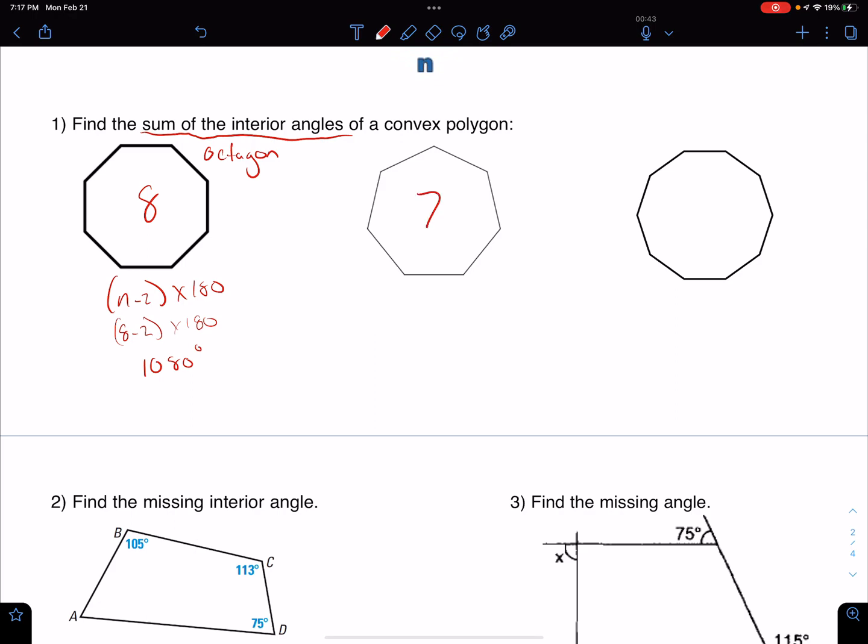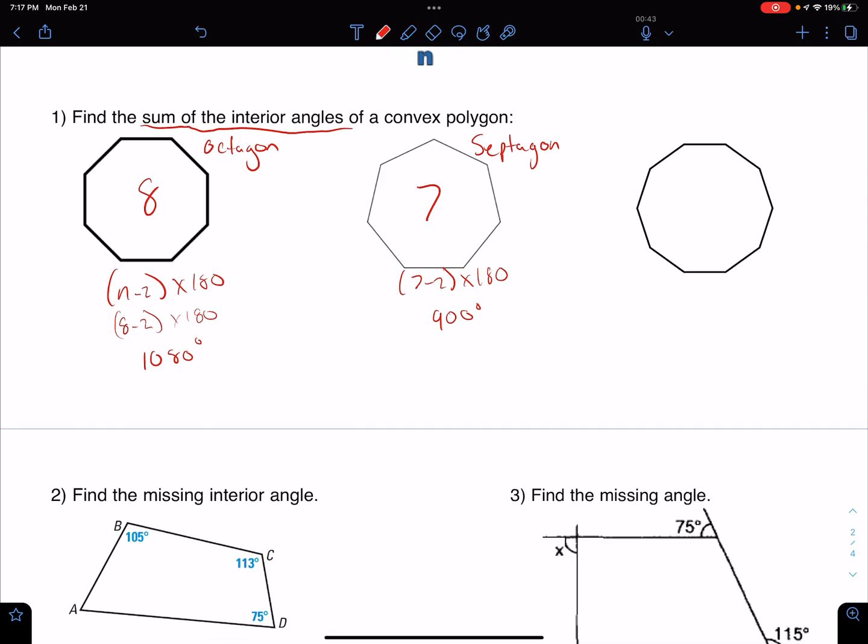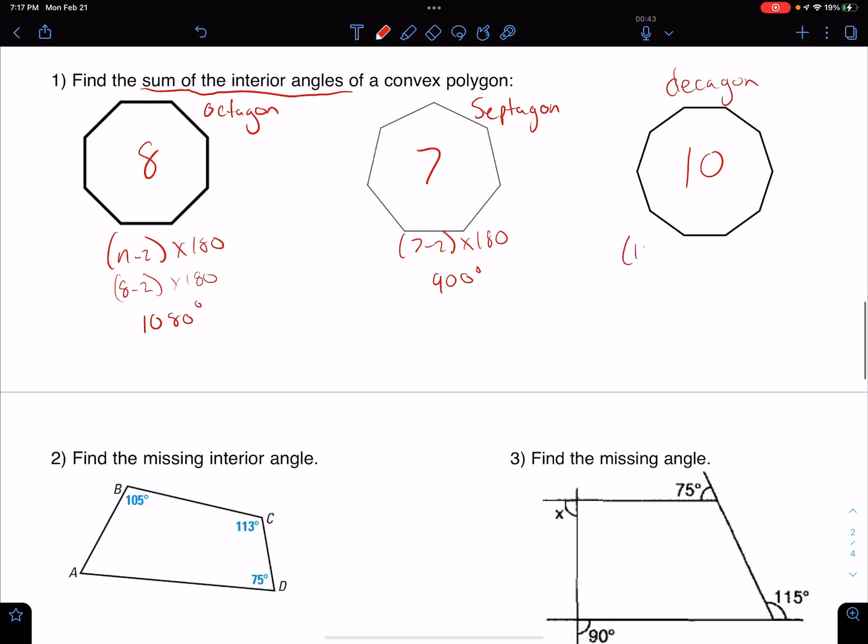Okay, on the next one, I have 7 sides. So this is called a septagon. In a septagon, I have 7 sides. So I'm finding the sum of interior angles. I'll say 7 minus 2 times 180. So I get 900 degrees. Okay, then here in the last one, I have a 10-sided shape. That's called a decagon. So I'll say 10 minus 2 times 180.